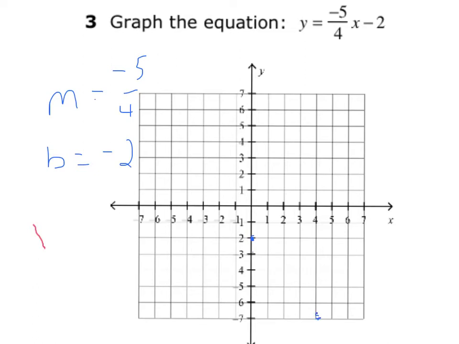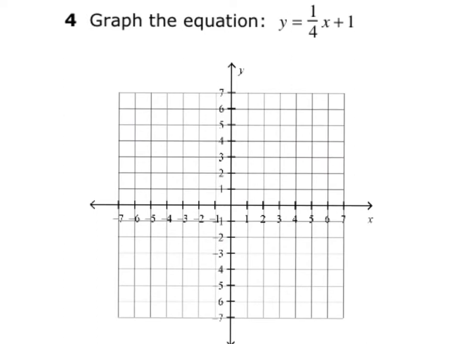That puts a point right here at 4, negative 7. Then if I were to work this backwards, we would go up 5, backwards 4. So I need to go up 5 more and backwards 4. So we're going to put a point here at negative 4, 3. And then we will connect the dots. We have a negative slope here. We have a negative sloped line. Goes through negative 2. That's the graph of this equation.